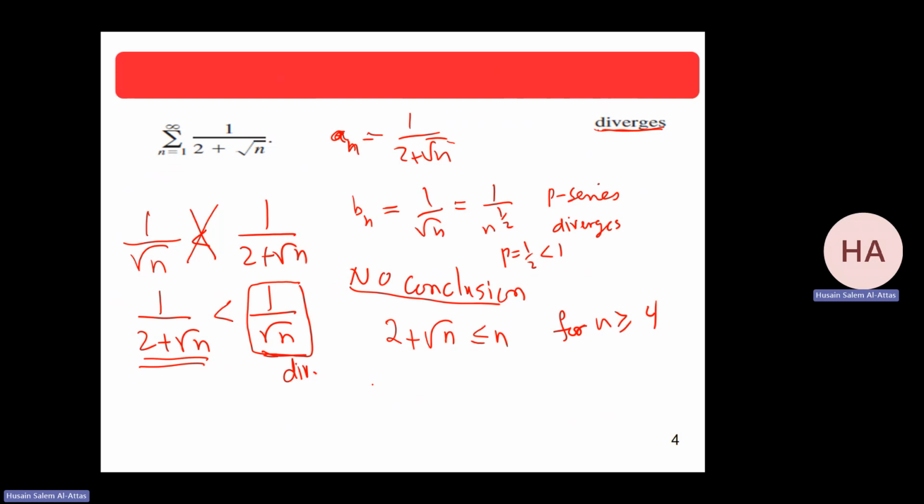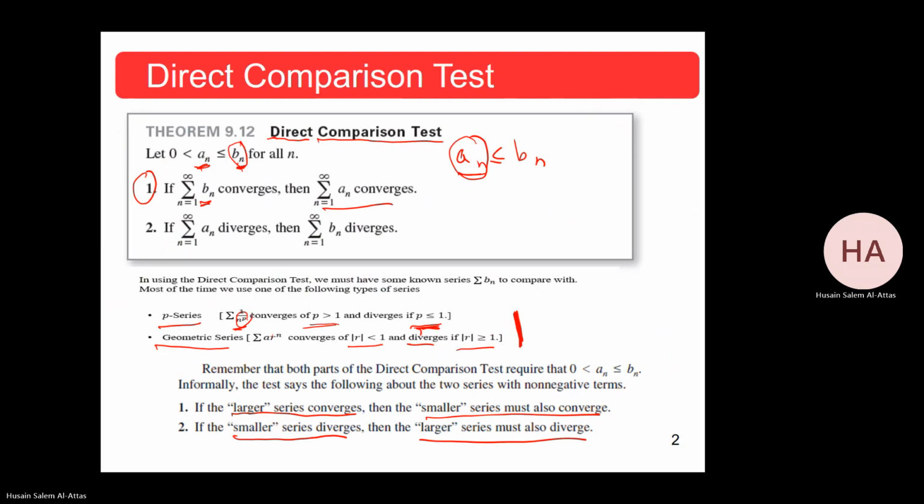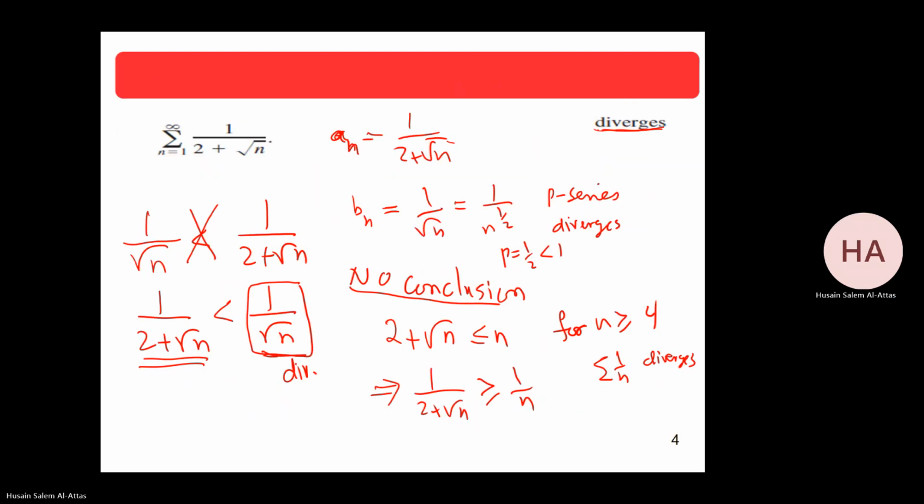That means 1 over 2 plus root n is greater than or equal to 1 over n. Yes, this is what I am looking for. And I know this series diverges. This is the harmonic series. So now everything is okay. I have bn, I'm working with an.